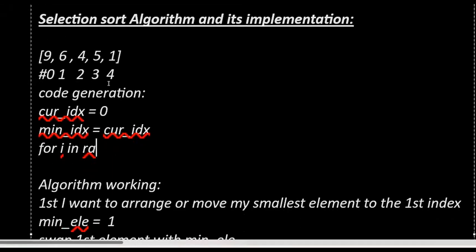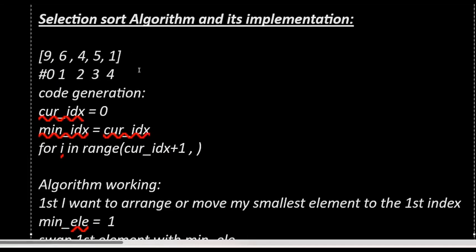Now I want to iterate over my list. So for i in range of, from where do I want to check? From 1. How do I get 1? Based on the current index, if I add 1 to it, I get the immediately next index. So I want to check from the immediately next index of my current index to get the minimum value.